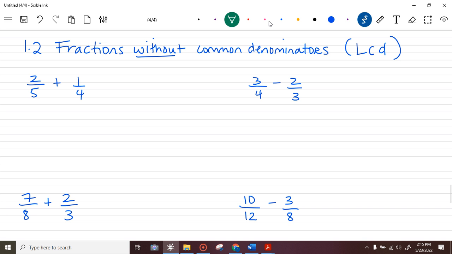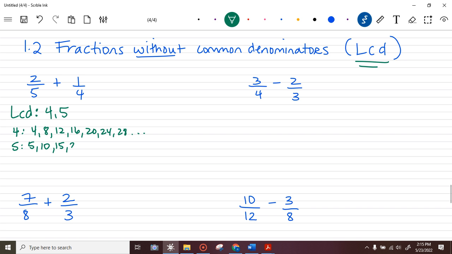So anytime your denominators are uncommon, you always have to do this extra step of the LCD and then convert to the appropriate denominator. So first example, we have 2/5 plus 1/4. The first thing we have to do is find an LCD between the numbers 4 and 5. The least common denominator, or least common multiple, is basically the list of fours and their multiples, right? So you do 4, 8, 12, 16, 20, 24, 28, dot, dot, dot.